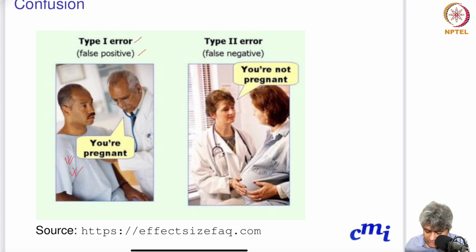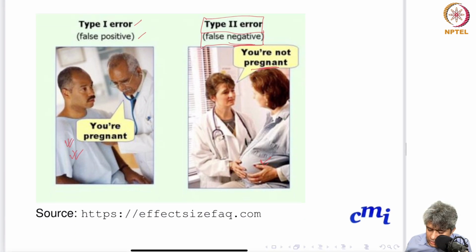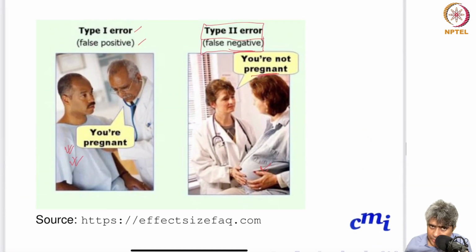Another possible case is type 2 error or second kind of error, which is typically called false negative. In this picture you can see that a test is being given and the doctor is saying you are not pregnant, and clearly you can see that she is pregnant, so this is false negative. Your test is saying it is negative result, that means you are not pregnant, but that's a wrong result, right? So this is how I try to remember what is false positive or type 1 error and what is false negative, type 2 error.